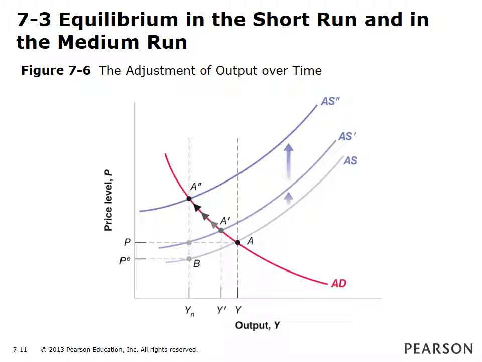Figure 7-6 shows the self-adjustment mechanism of the economy. In the medium run, the expected price level will be adjusted upward since people will realize that the actual price level at Y was higher than the expected price level. This will cause nominal wages and then the actual price level to go up. The AS curve will shift up. This process will continue till the new equilibrium is at point A double prime, where output is at the natural level and actual price level is equal to expected price level, and wage setters have no reason to change their expectations.